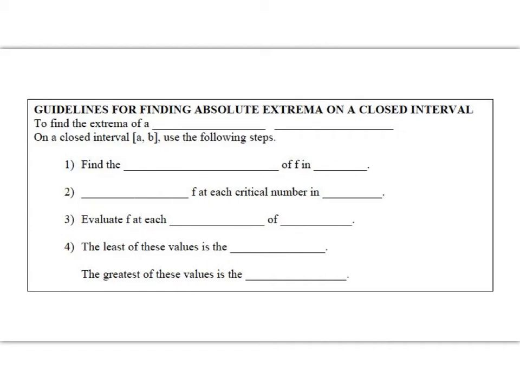All right, and as we continue on here with another part of this critical values thing, you can find the absolute extrema on a closed interval. So, in order to find the extrema of a continuous function on a closed interval from a to b, we are going to follow these steps. The first of which is you find the critical values of f on that interval from a to b.